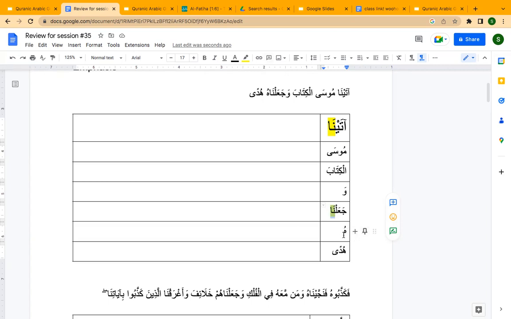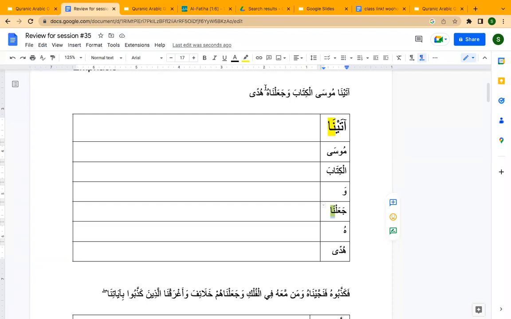Who? What is who? Look here. Every time my pronoun attaches itself to a fail, what does it make? It is going to be maf'ul bihi. Very well done, Sister Ambreen. Great job. My pronoun, whenever it attaches itself to a fail, whenever it comes as an attached pronoun, and I told you, there are different kinds of pronouns. We have already learned 3 types of pronouns.